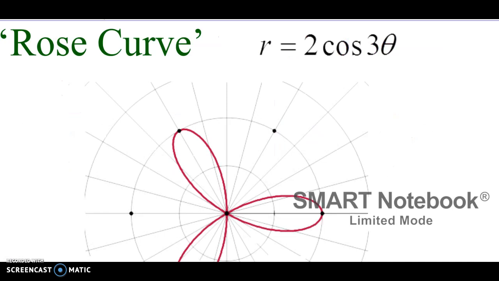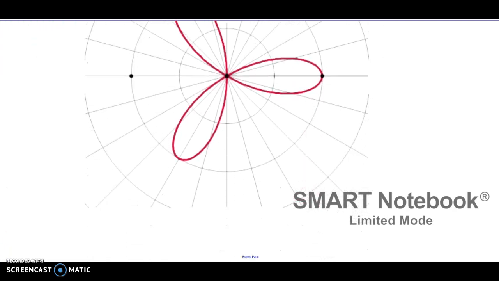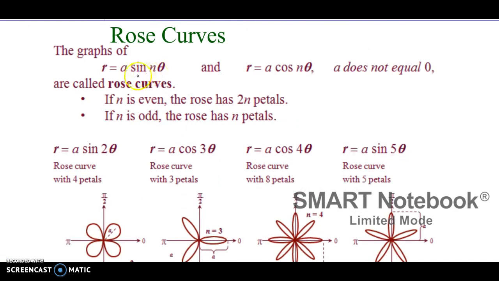All right, next one, rose curve. Oh yeah. We actually saw this graph in the previous video, this exact one. Do you guys remember? Cool. Means you liked it. But yeah, this is a rose curve. Looks really pretty. Okay, so rose curves. The graphs r equals a sine of n theta and r equals a cosine of n theta. But a can't equal 0 because then this would just be 0. That makes sense. So these are all examples of rose curves.